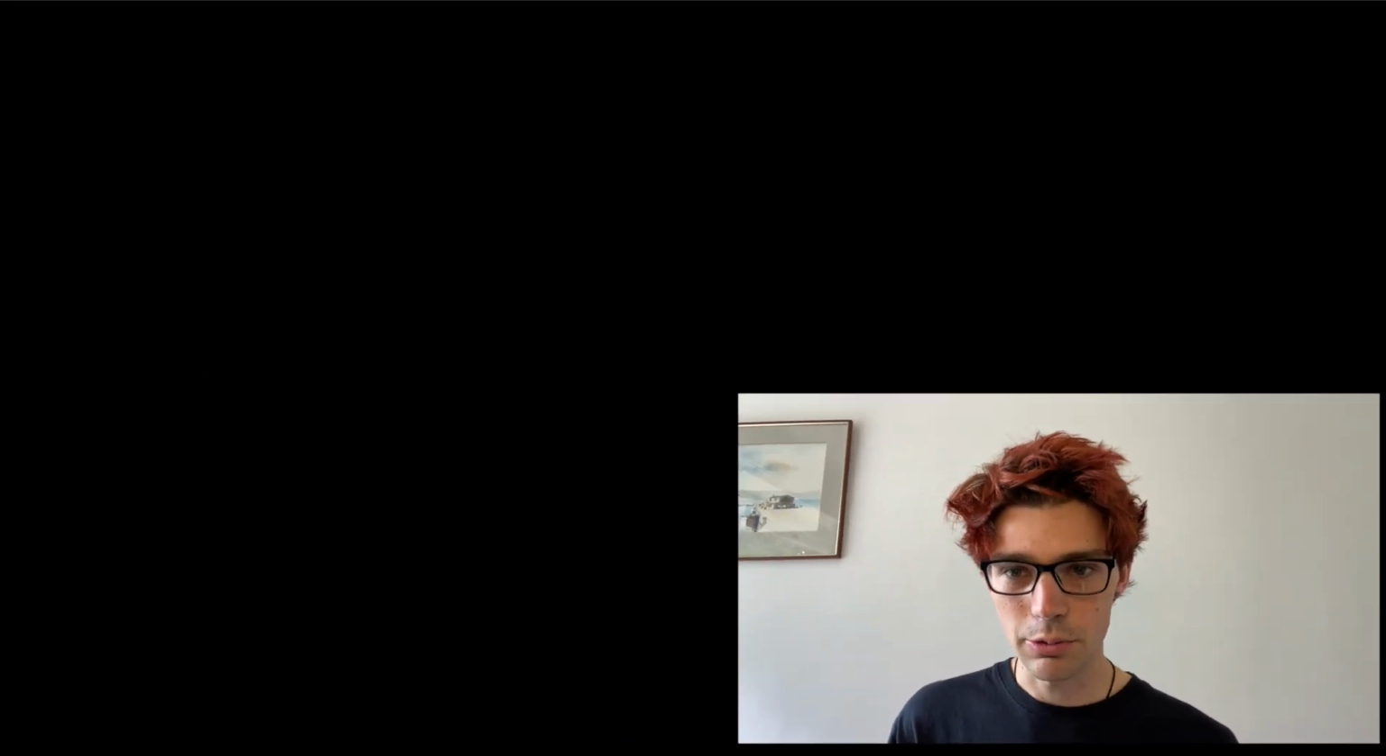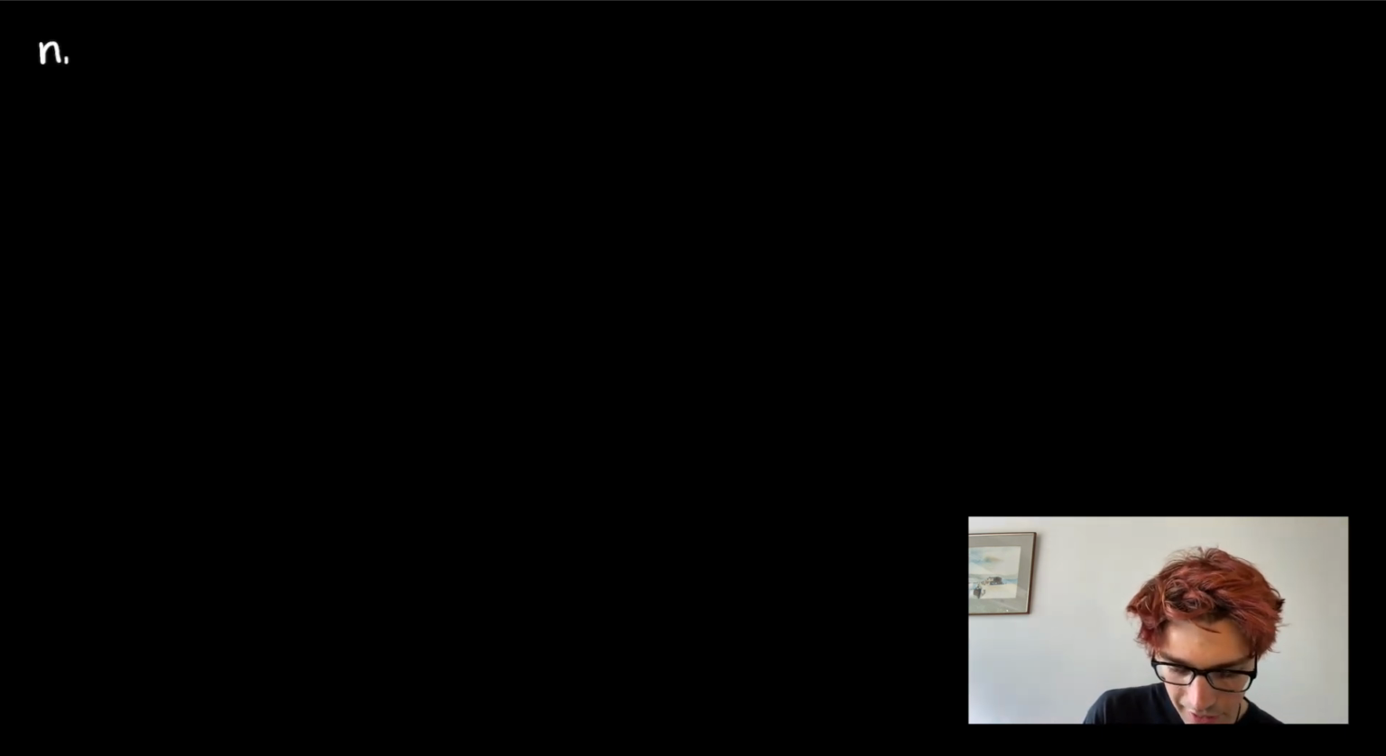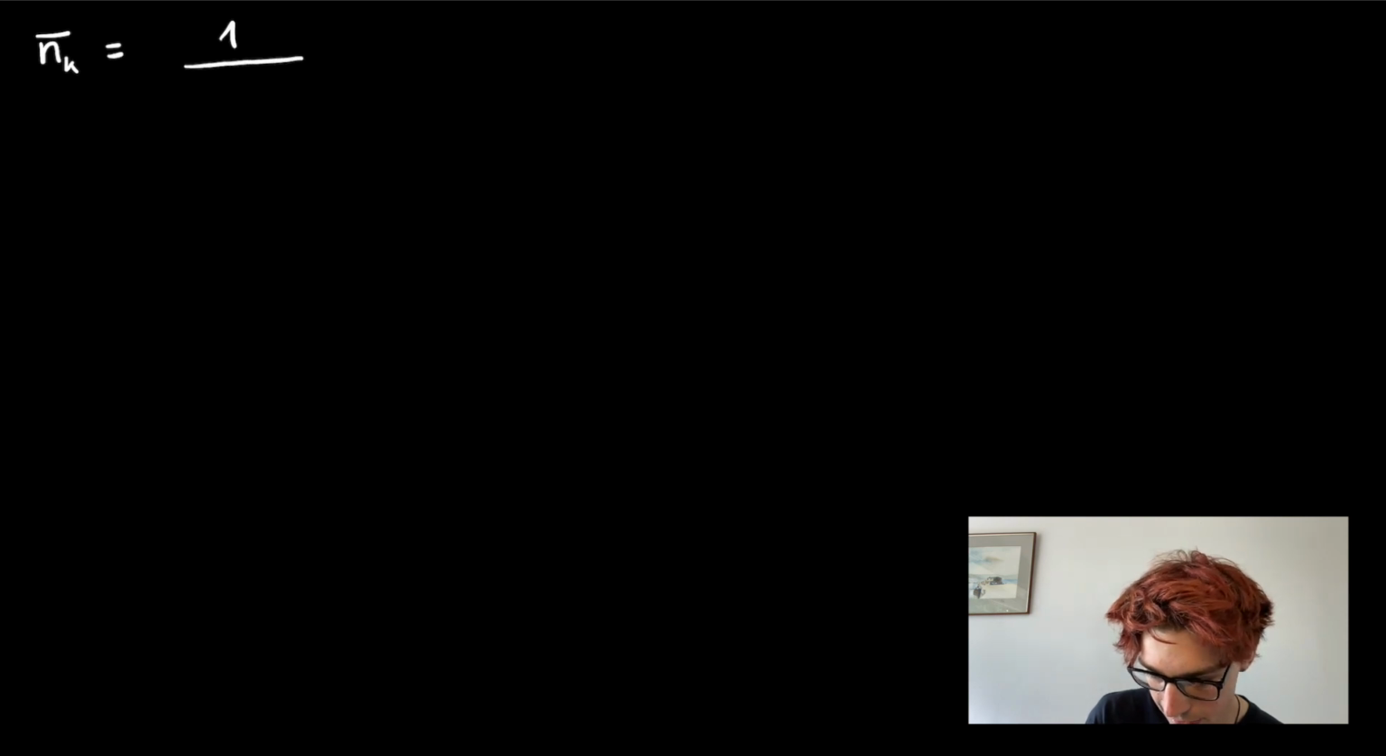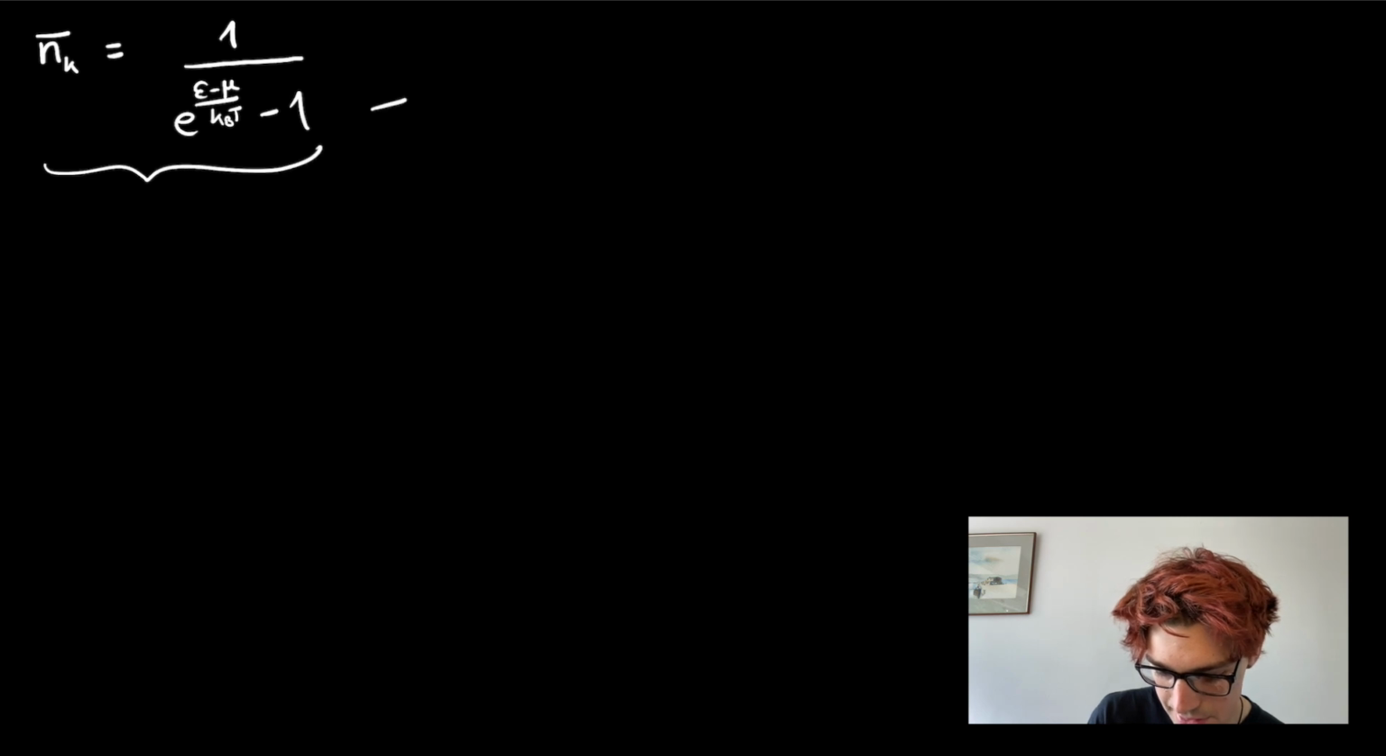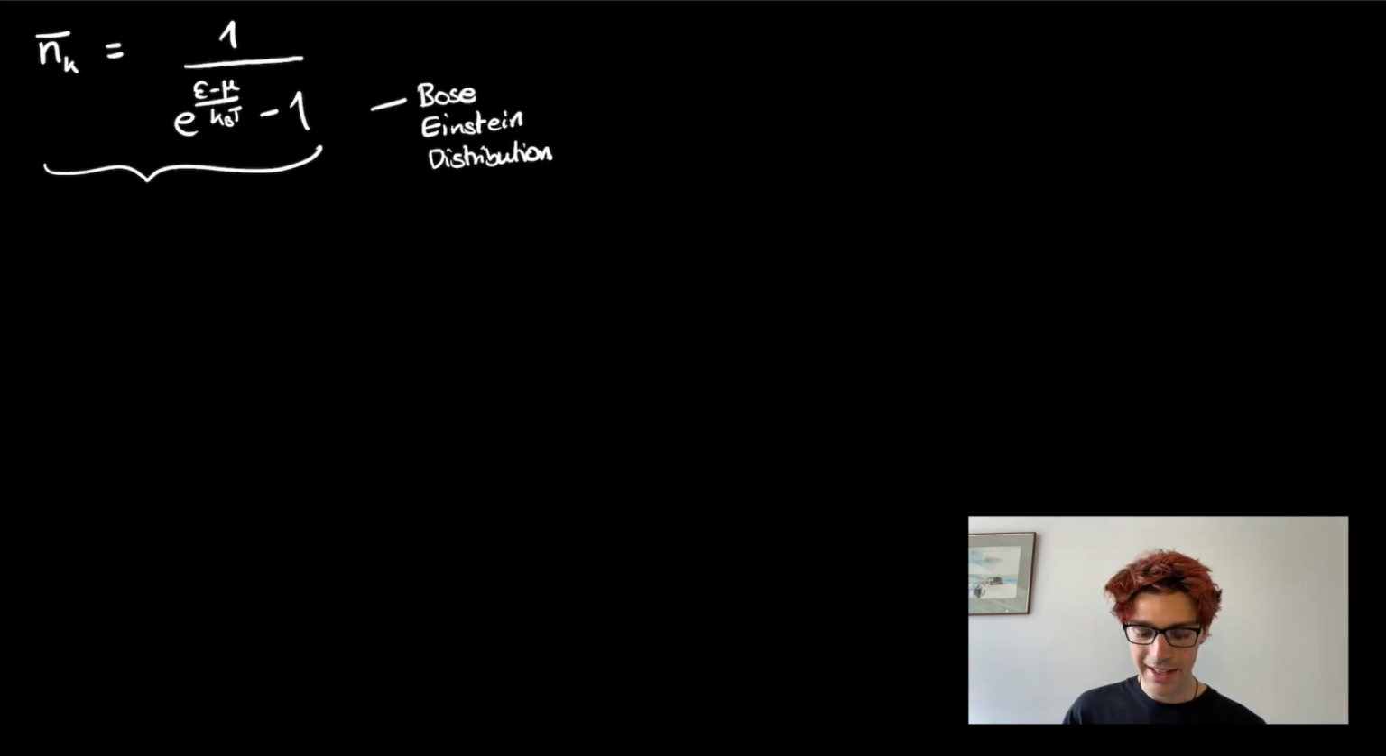So in the previous video, we derived the Bose Einstein distribution, and we said that the average occupancy of a single particle state k is equal to 1 divided by e to the (epsilon minus mu) over kBT, minus 1. And this was the Bose-Einstein distribution. Basically, it's telling you how likely it is for a particle to occupy a state given a certain temperature.